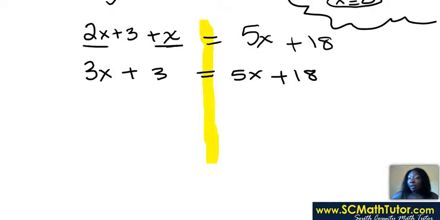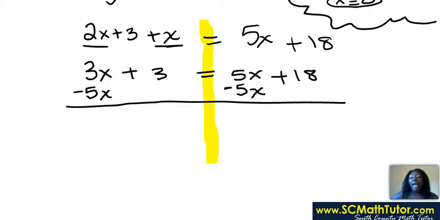Well, I want to get rid of the 5x from the right side. To get rid of a positive 5x, I have to subtract it. To completely get rid of it, I have to subtract it to make it 0. If I subtract this on this side, I will subtract it on this side. Notice how I aligned it with the x's, because x's will go together. 3x minus 5x is negative 2x. I will bring down my positive 3, equals, this goes away, so I have 18.